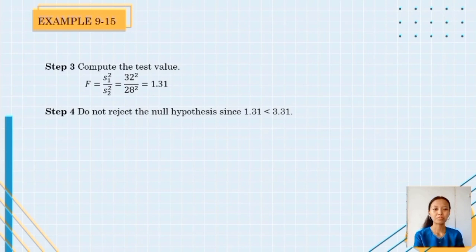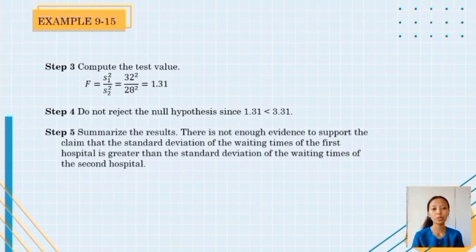Since our test value 1.31 is less than 3.31, the decision is to not reject the null hypothesis, which means that there is not enough evidence to support the claim that the standard deviation of the waiting times of the first hospital is greater than the standard deviation of the waiting times of the second hospital. Now class, do you now understand how to test the difference between two variances? I hope you do now.